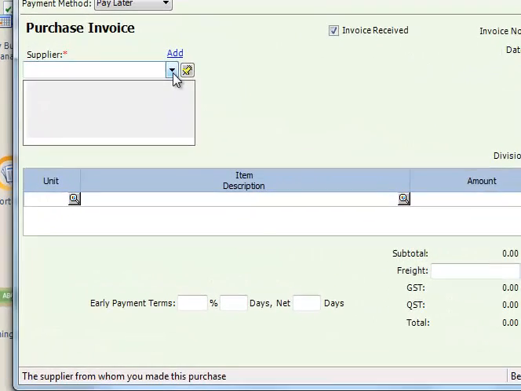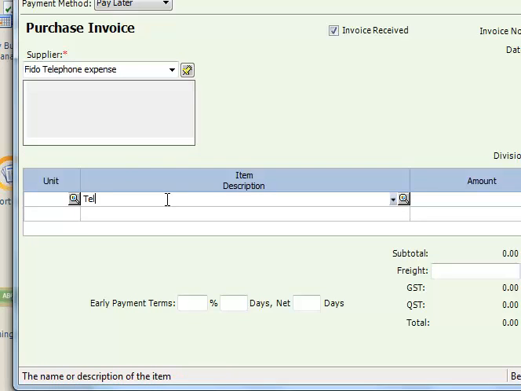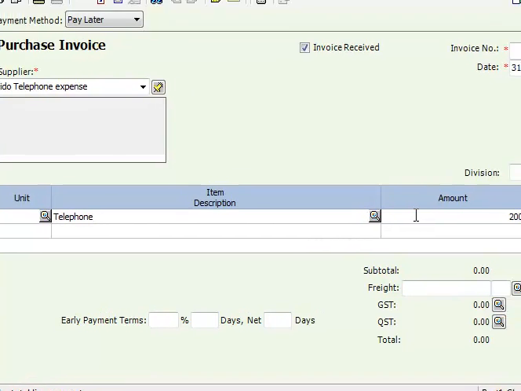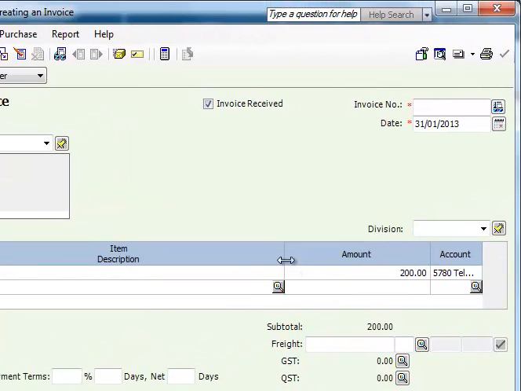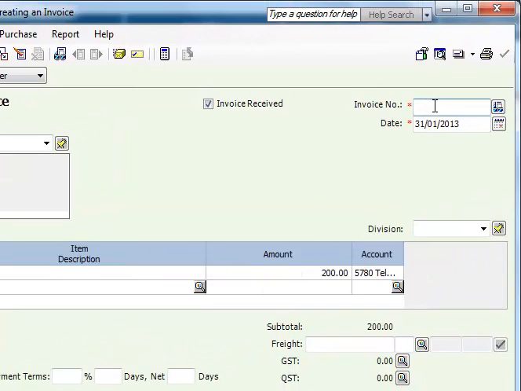So here we go. We're going to select our supplier, which is FIDO. The description, I'll just simply write telephone or cellular expense, and the amount that we incurred is $200. In this particular system, we need to write an invoice number. I'll write here invoice number 3.